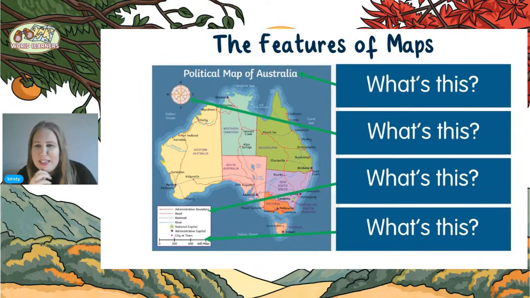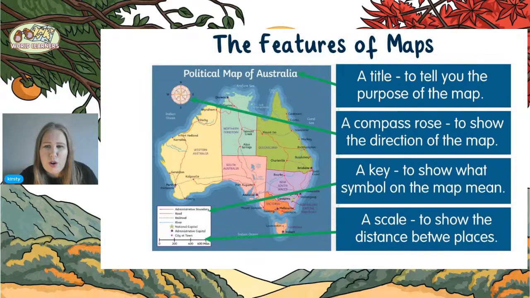How are we getting on? How can we label some of those? What do you think then? So at the top, what have we got at the top? We've got a title right at the top there. And that is to tell us about the purpose of the map. So what's the point of that map? What's it about? In this case, we've got a political map of Australia.